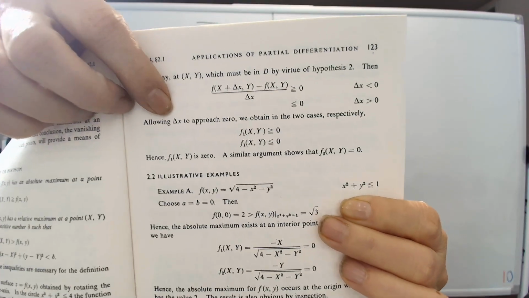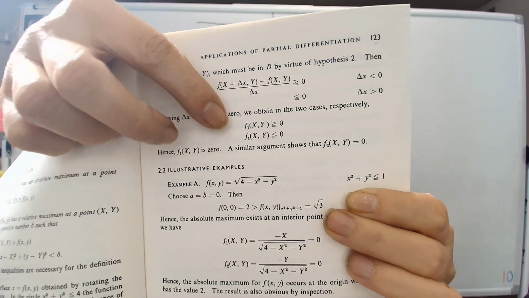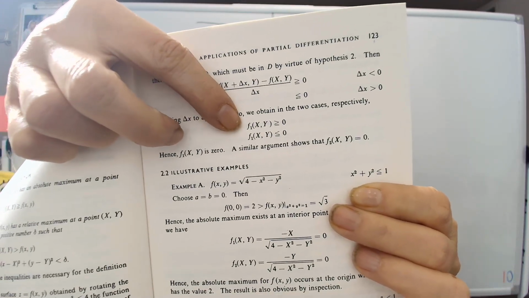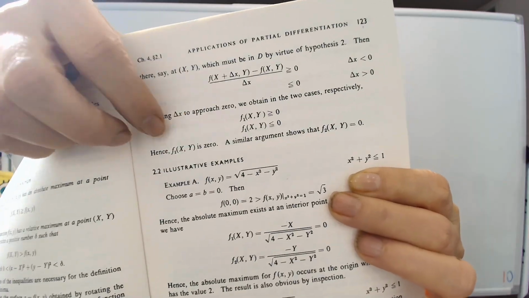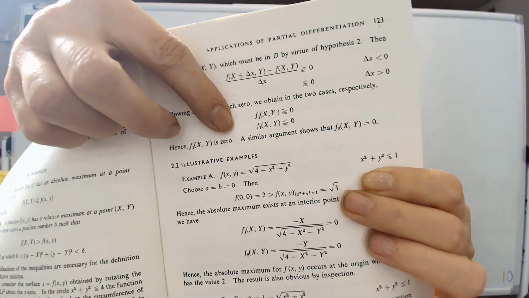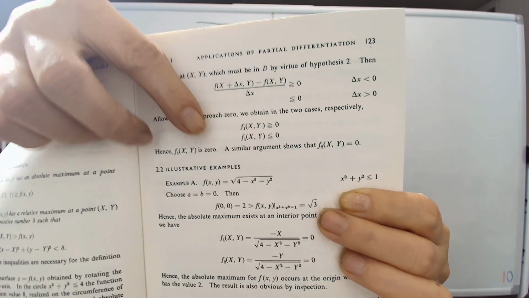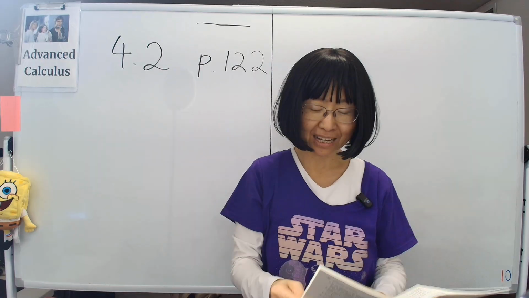So then when we allow delta x to approach 0, that proves that f1 is going to be both bigger than or equal to 0 and less than or equal to 0. So then we forced f1 to be 0. Isn't that cute? And similarly f2 is also shown to be 0 that way, and that's how the theorem is proved.